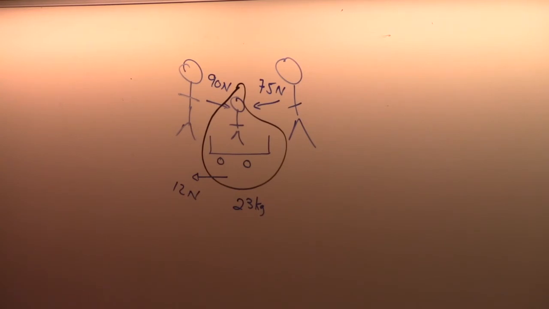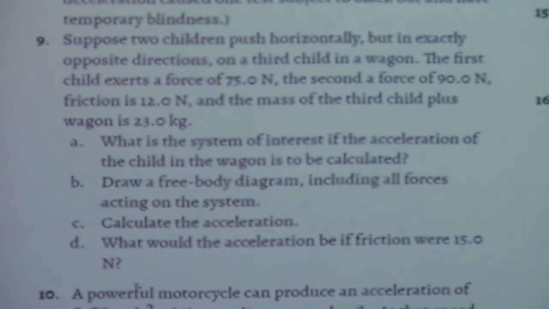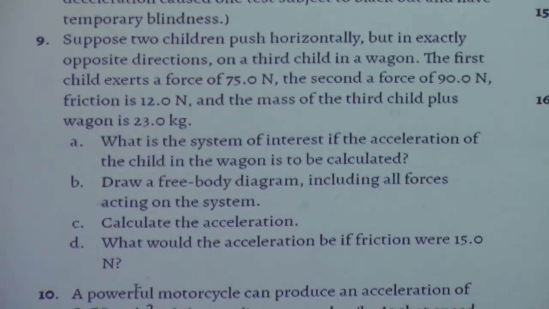And of course, this problem says, go ahead and do this. What is the system of interest if the acceleration of the child in the wagon is to be calculated? So it would be the child and the wagon together. Not collectively all three children, or the left one or the right child, but collectively. I think I did that.